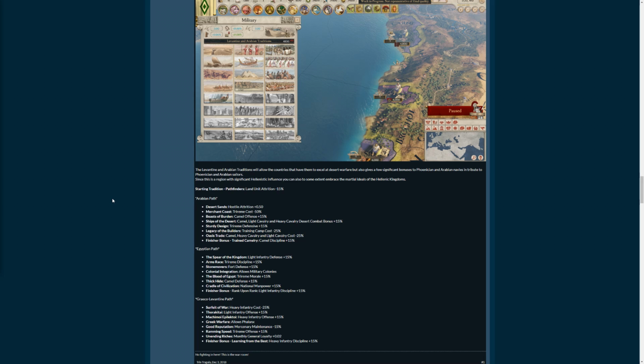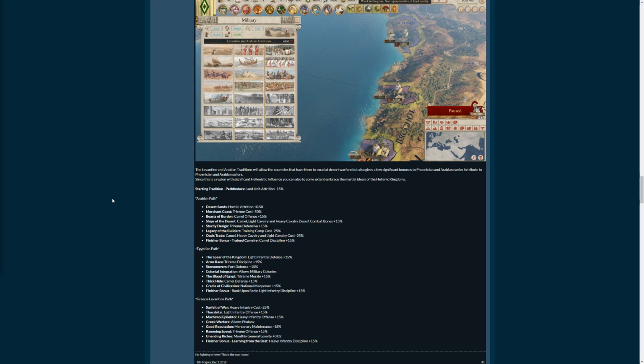The Egyptian path. The Spear of the Kingdom, light infantry defense up. Arms Race, trireme discipline up. Stone Movers, fort defense up. Colonial Integration allows military colonies, which I love. The Blood of Egypt, trireme morale 15%. Thick Hide, camel defense 15%. Cradle of Civilization, that sounds familiar to any EU4 players. National manpower modifier 15%. And the finisher bonus of Rank Upon Rank, light infantry discipline 15%. That feels like it's kind of spread out, but there's definitely a couple of light infantry items in there.